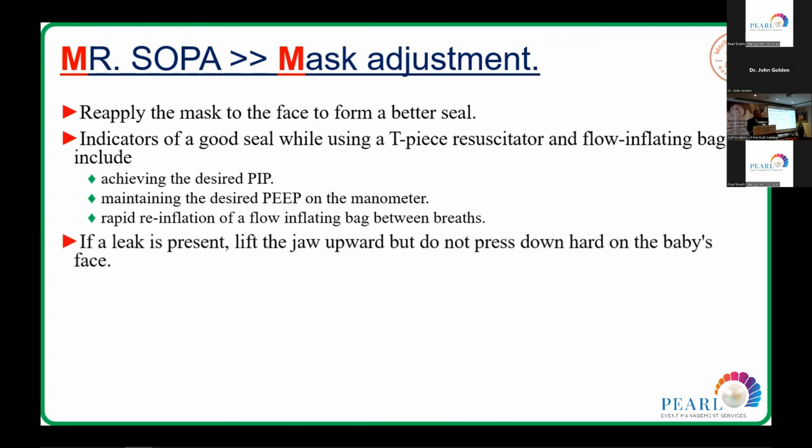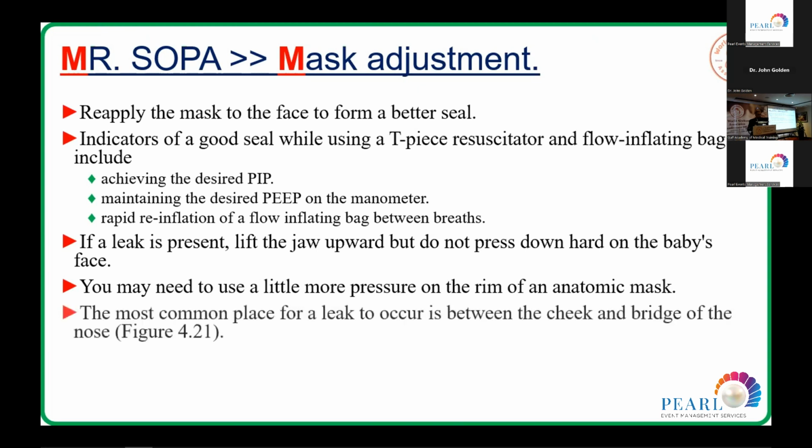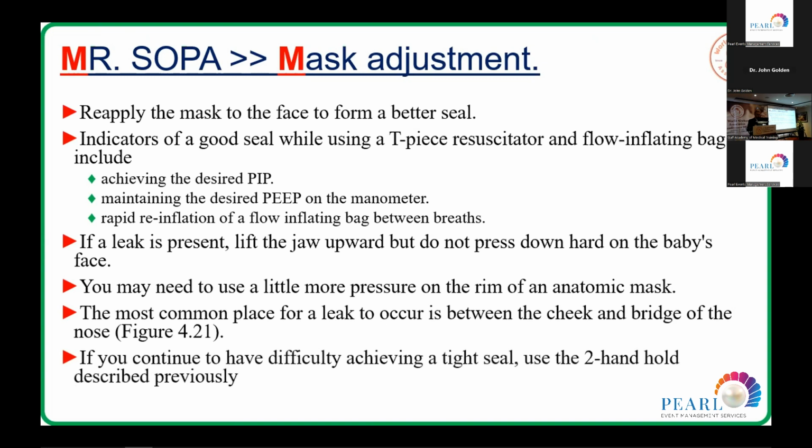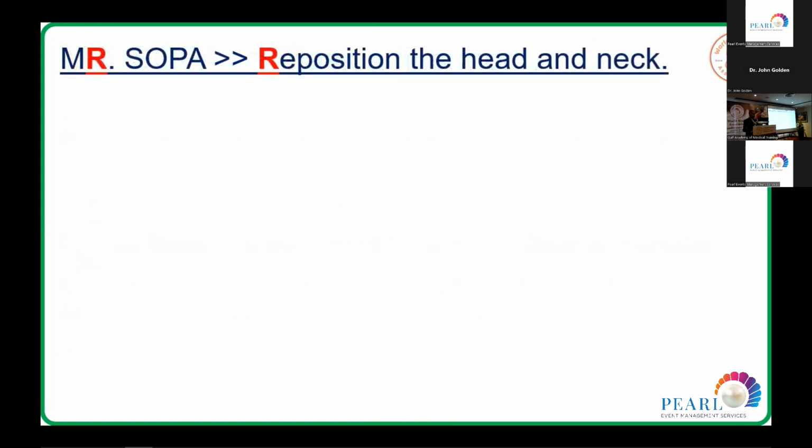If a leak is present, just lift the jaw toward the mask. Do not press down hard on the baby's face. You may need to use a little more pressure on the rim of an anatomic mask. The most common place for an air leak to occur is between the cheek and the bridge of the nose. If you continue to have difficulty achieving a tight seal, use the two-hand hold described previously. Reposition the head and neck.